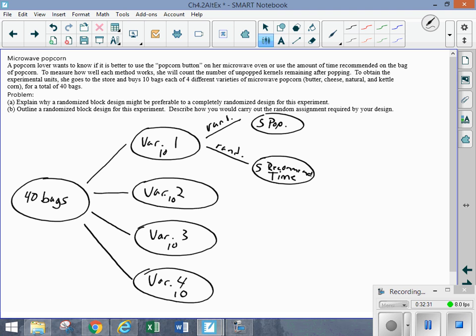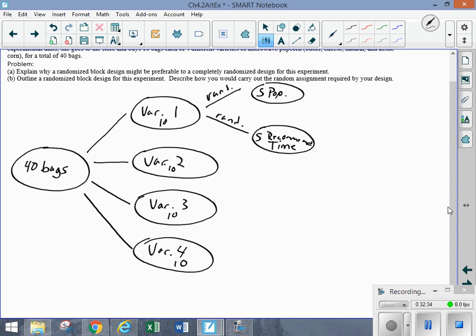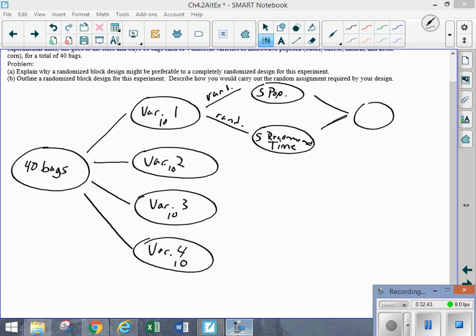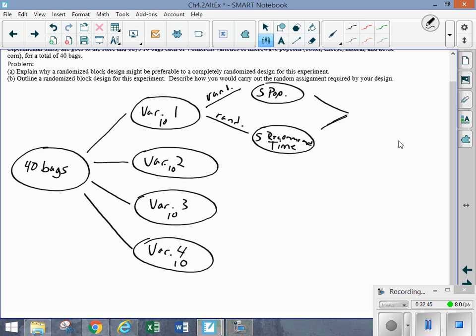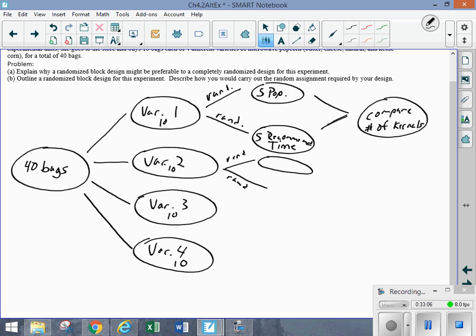And you're going to do the same thing here. I'm probably going to run out of space. And then we're going to compare number of kernels. We're going to have to do the same thing with this one. Again, it's going to be a random assignment. And then 5 pop, 5 recommended time.